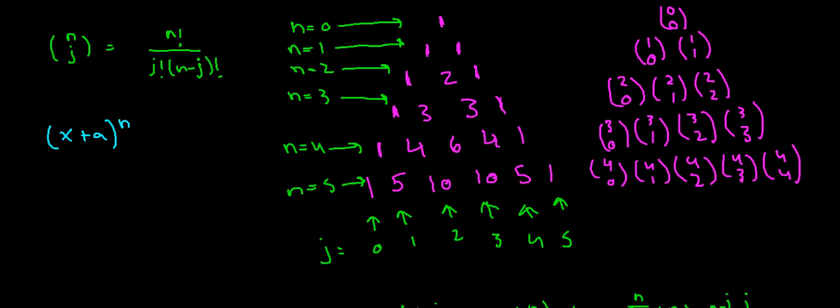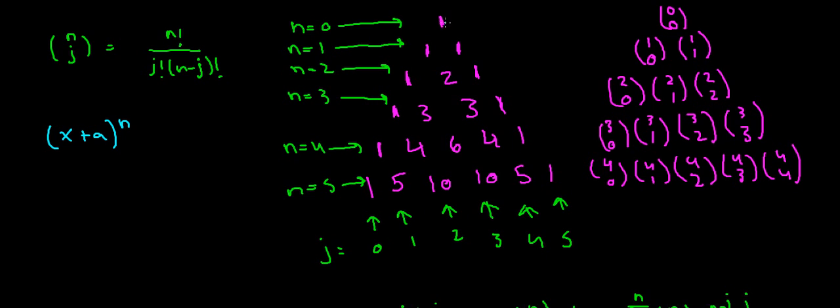So for (x + a)^2 or (x + a)^3, I just do (x + a) times (x + a) times (x + a). But as n gets larger and larger, that's going to take more and more time. If I have (x + a)^15, then that's going to take me quite a bit of time on paper. So the binomial theorem gives me an easy way to get the coefficients for a particular binomial expansion.